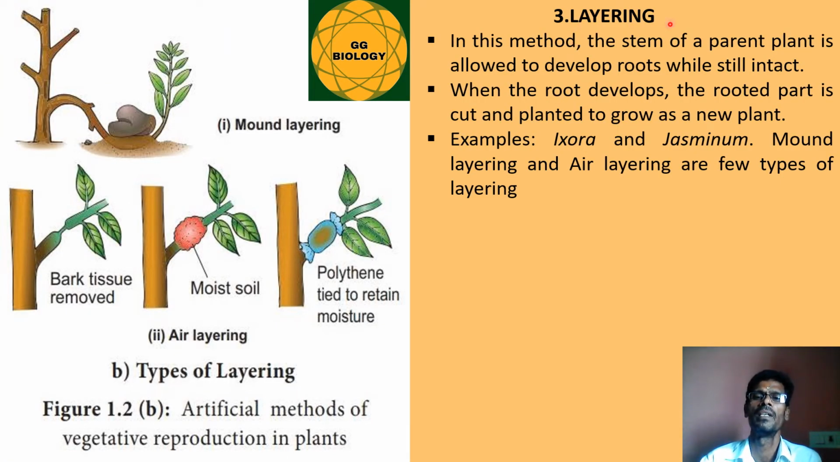The third type is layering. In this method, the stem of a parent plant is allowed to develop roots while still intact. So when the root develops, the rooted part is cut and the plant grows as a new plant. Here, in the case of layering, the stem part is usually buried under the soil and a certain weight is kept on top. So after some time, the stem region will get detached from the parent body and later this will develop into a young plant. Examples: Ixora, Jasminum. Mound layering and air layering are the two types of layering. So in the case of layering, there are two types. One is mound layering, and the second type is air layering.